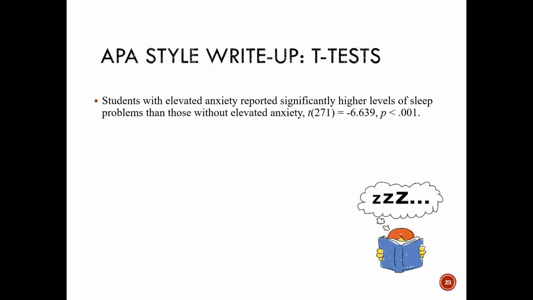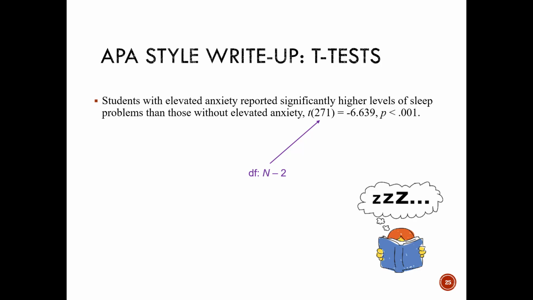And so here is an example of a write-up. Students with elevated anxiety reported significantly higher levels of sleep problems than those without elevated anxiety. And then in italics, lowercase t, and without any space, you start stating the degrees of freedom in parentheses. Now, the degrees of freedom is given to you by RStudio, but in case you want to calculate it, it's n-2. And then here is the t-value, and then the very small p-value.